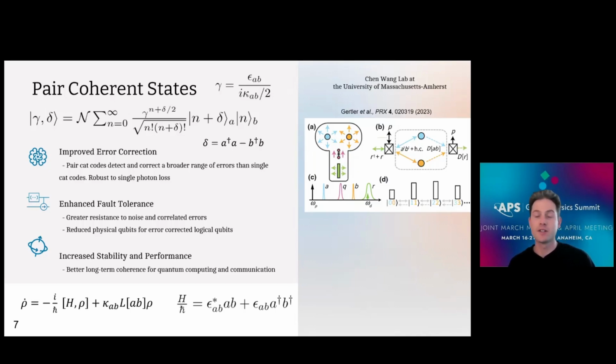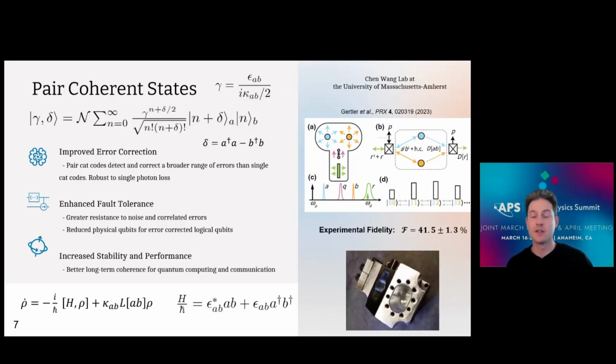And these pair coherent states have been shown to be experimentally realized in superconducting circuits by the Chen Wang lab at the University of Massachusetts Amherst, which I've been told is now moving to the University of Toronto. And they were able to realize pair coherent states using what's called a 3D superconducting cavity, and they were able to do so with this fidelity shown.